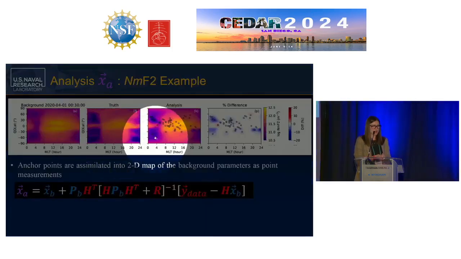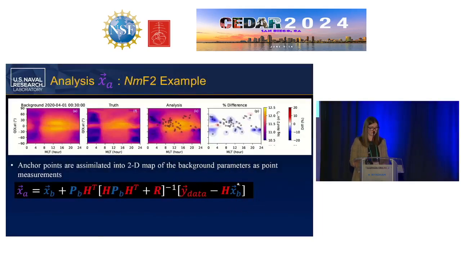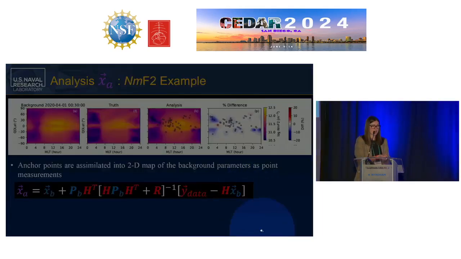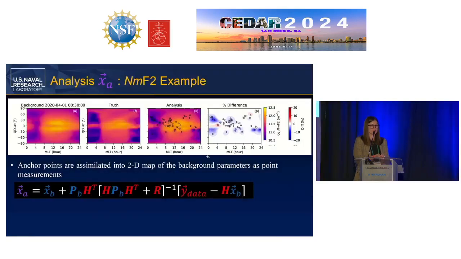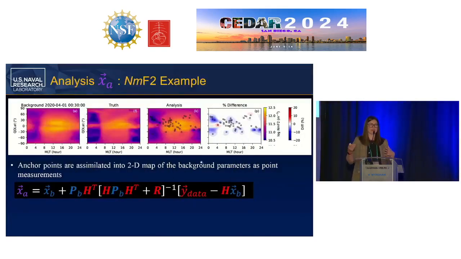So we simulate our measurements based on truth, and we ingest them. This is how the analysis looks. We produce the analysis by combining the background with our observations using this equation, which is the Kalman filter equation. And that's how our percent difference looks between the background and the analysis. The color around the points shows how the background model was corrected by the observations.